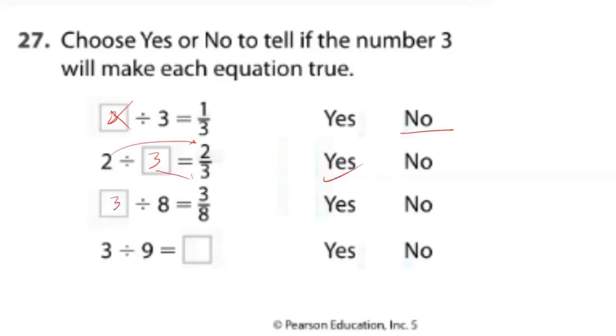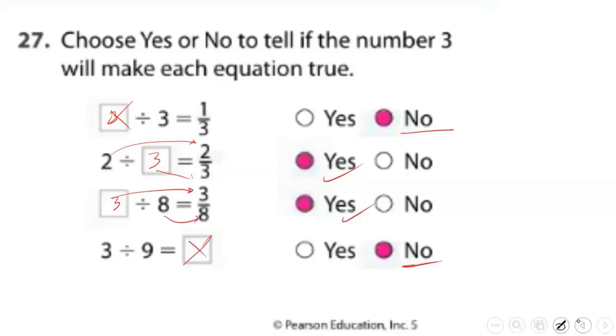Here is 3 divided by 8. Okay. 3 divided by 8, numerator 3, denominator 8. This one also is yes. Okay. 3 divided by 9 is not exactly 3. So this one is no. Check your answer. As I told you. Correct. Copy the answer. Okay.